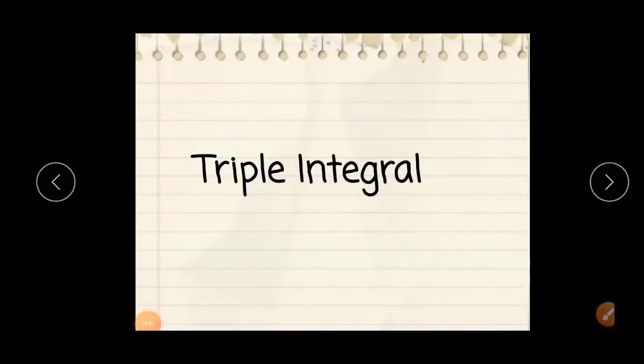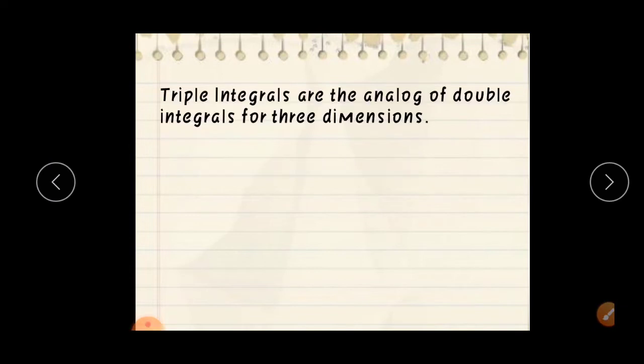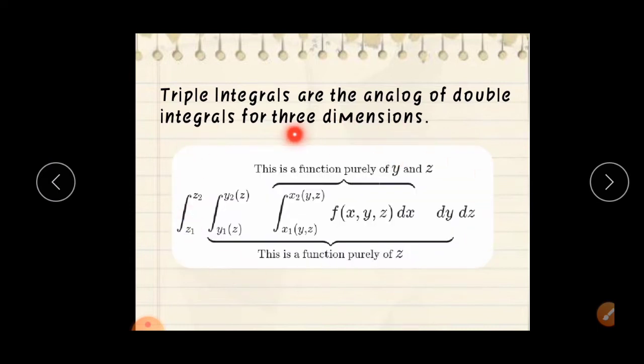Triple integral. Triple integrals are the analog of double integrals for three dimensions. This is the form of evaluating triple integrals. As you can see, this is a function purely of y and z, and this is a function purely of z. So that is the form of evaluating triple integrals.